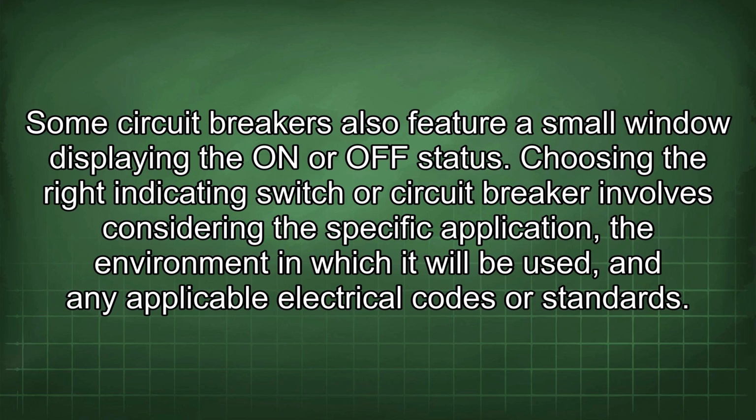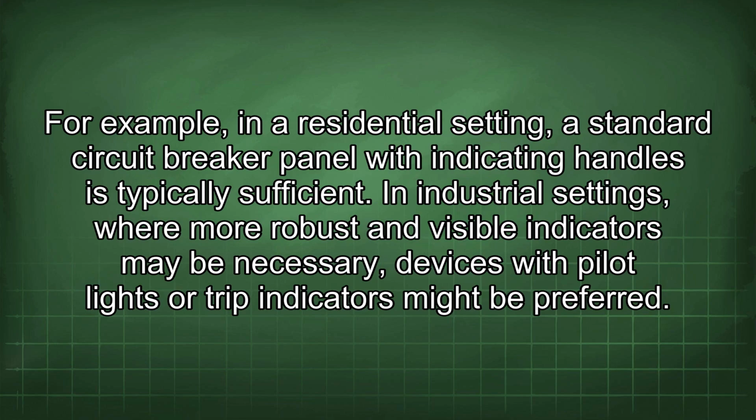Choosing the right indicating switch or circuit breaker involves considering the specific application, the environment in which it will be used, and any applicable electrical codes or standards. For example, in a residential setting, a standard circuit breaker panel with indicating handles is typically sufficient. In industrial settings, where more robust and visible indicators may be necessary, devices with pilot lights or trip indicators might be preferred.